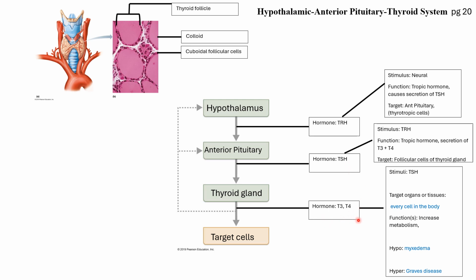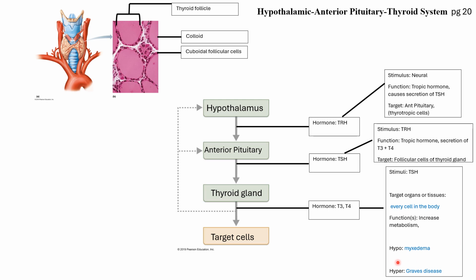Then we have T3 and T4. What is the stimulus? Thyroid stimulating hormone. And what are the target organs or tissues? Almost every cell in the body. Function, increase metabolism, and then I will share a chart. You can see there are lots of functions of thyroid hormone.